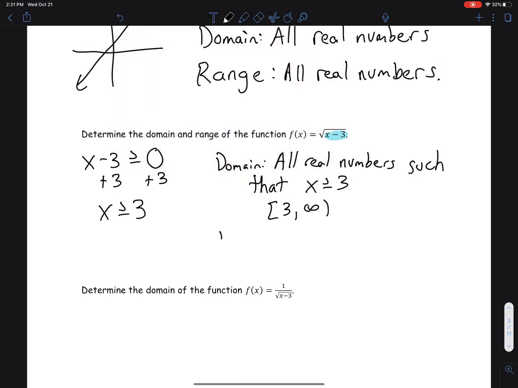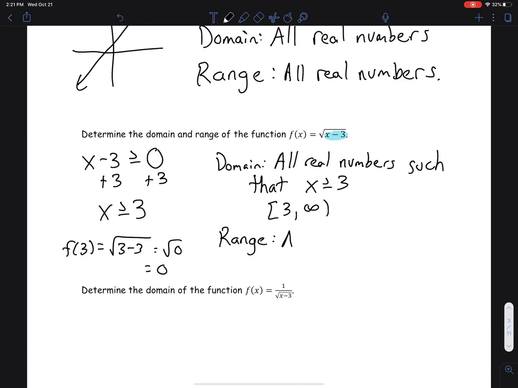And the range. Well, the lowest the range can be, think about f of x. The lowest x value we can have is 3. So if we plug in f of 3, that would be the square root of 3 minus 3, which is the square root of 0, which is 0. So that's the lowest we're going to get. And the highest, you can plug in as large a number for x as you want, and the range will keep on rising.